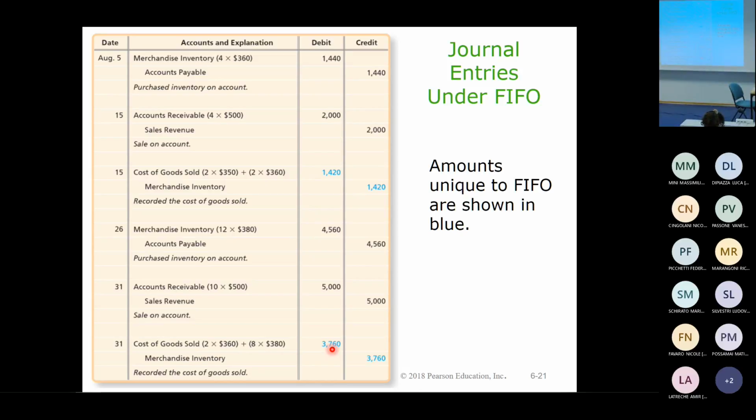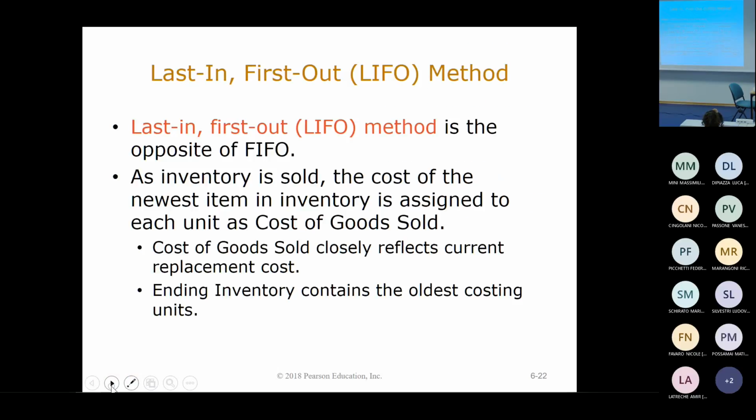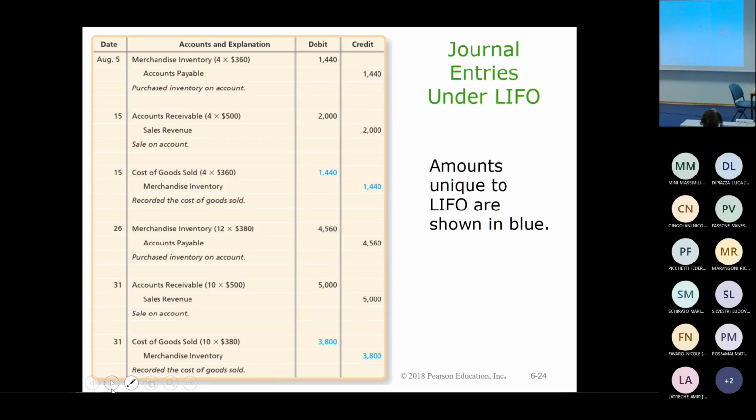So the entries are simply always the same. The point is, how do we determine the value of the cost of goods sold, the amount of the inventory sold? Well, we apply FIFO, and that's the result. In case of LIFO, same entries, but the values are different. So once again, the cost of goods sold will be different. In the journal, there's no way to tell whether you're using LIFO or FIFO or whatever. There's no special entries just for LIFO or for FIFO. The entries are always the same.